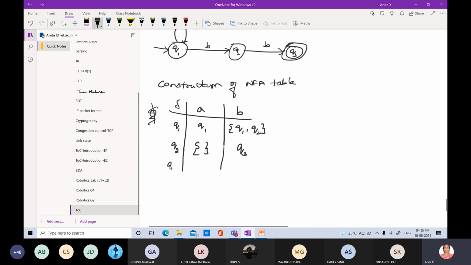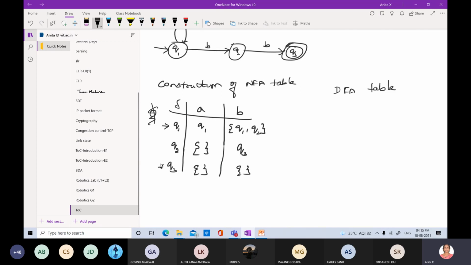And then next is Q3. For input symbol A, I am not having any transition. For input symbol B, I am not having any transition. So from this, I am going to construct the DFA transition table. So we are going to start with the DFA transition table. Please make a note over here: this is going to be the start state and this is the final state.